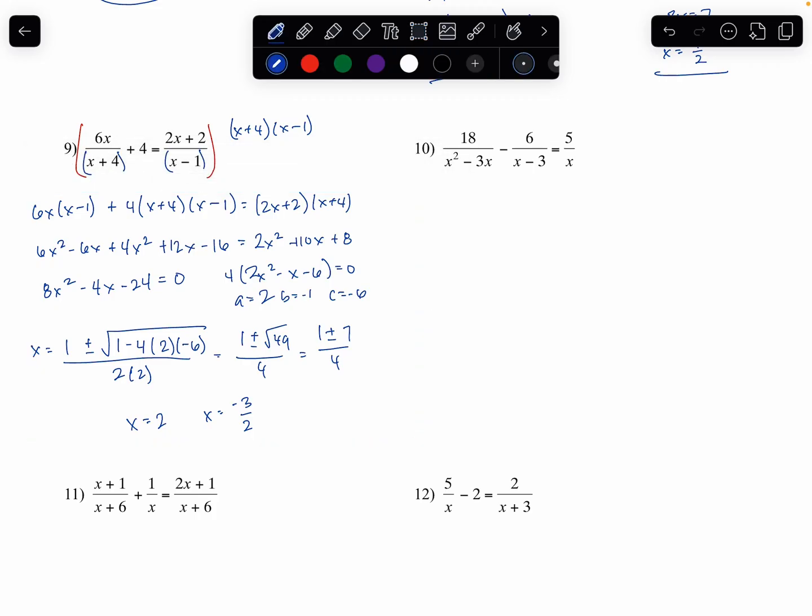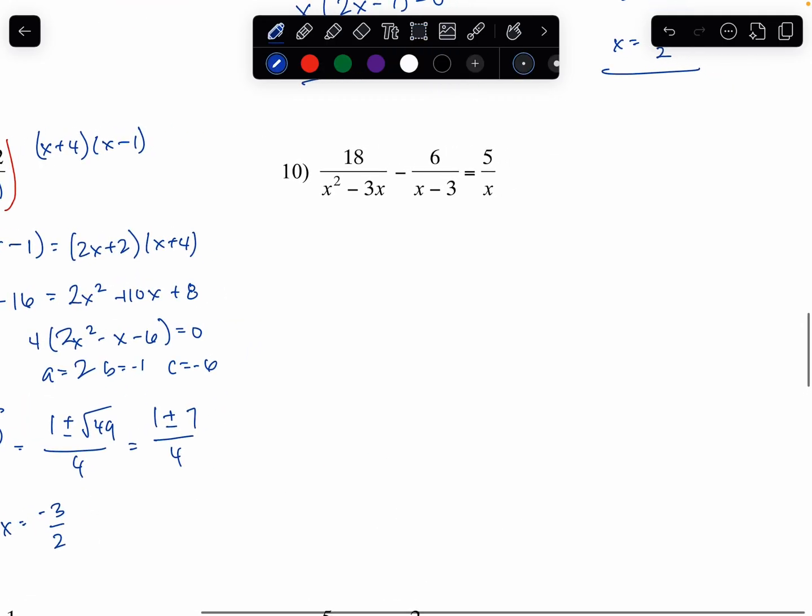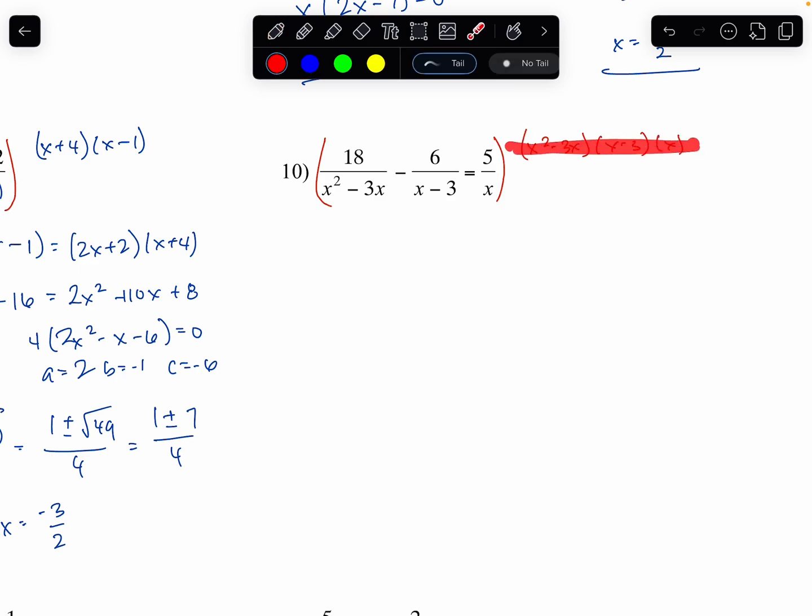All right, now for 10, you have to be careful with this one, because what you don't want to do is multiply everything by x squared minus 3x times x minus 3 times x, because this is not the least common denominator. The least common denominator is actually just this part right here, because x squared minus 3x contains these factors. If you factor this denominator, you can factor out an x and you'll get x minus 3, which means my least common denominator is x and x minus 3.